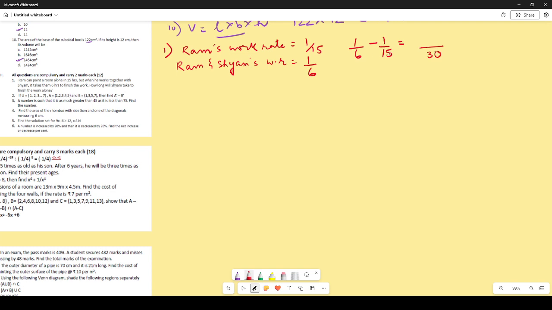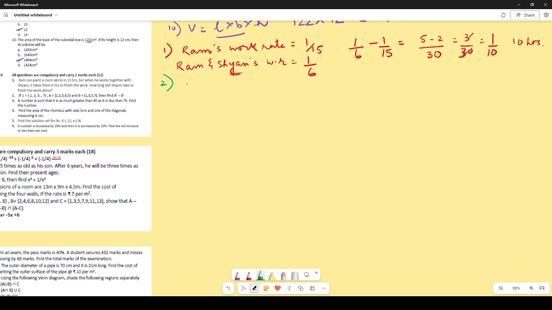LCM of 6 and 15 is what? 30. So 5 minus 2, that makes it 3 by 30. So when you get it, this is Shyam's work rate, 1 by 10. That means if Shyam is working alone, he will take 10 hours to finish the work. That's how simple it was. But if you are not paying attention to the formula, you will obviously get it wrong.